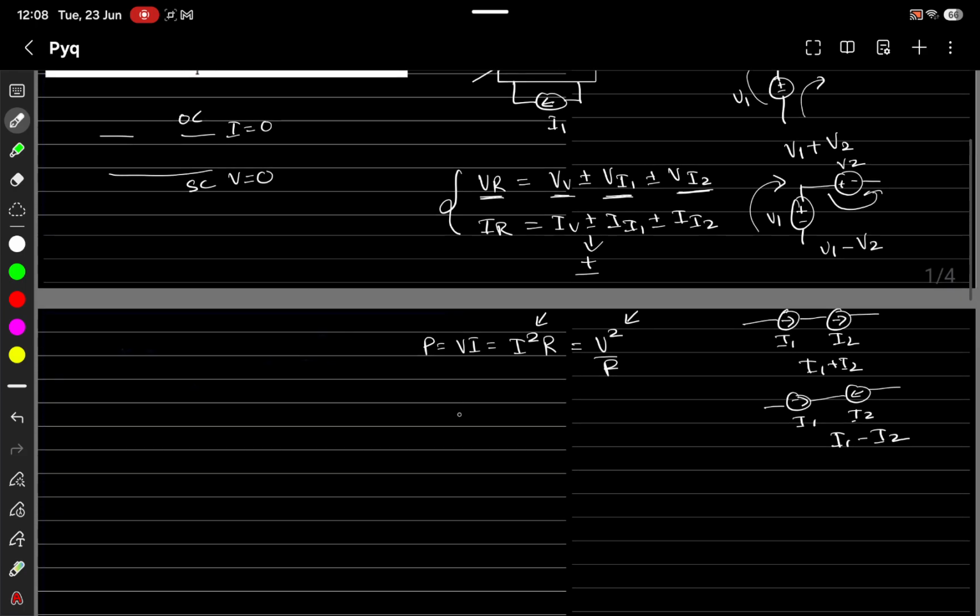Now what we will do, let me write I as I is equal to square root of P by R.